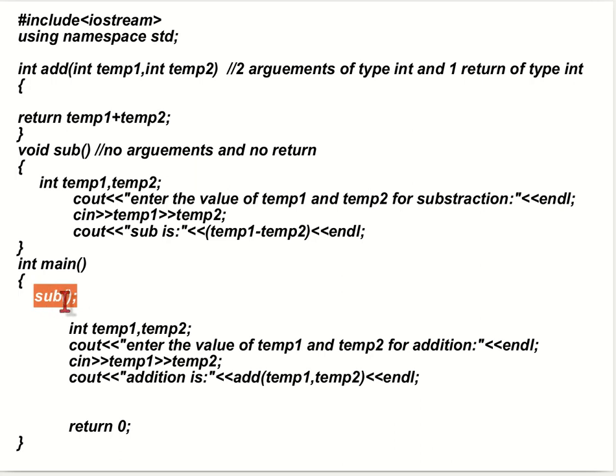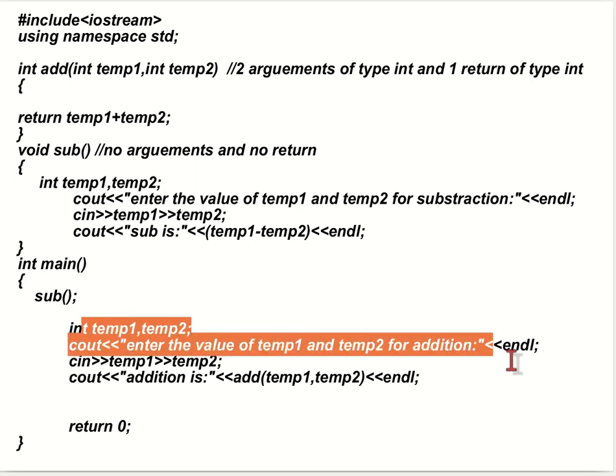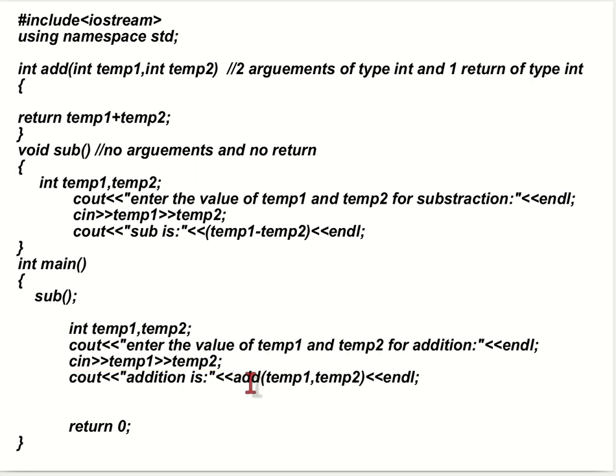Okay, so this set of code will be executed in the place of this call. Whenever it reaches here, it will jump to the function, execute all these things, and return to this point. After that, we are reading temp1 and temp2 here, and now I am calling the function add with the values of temp1 and temp2, which are inside the main. So this is also call by value only.